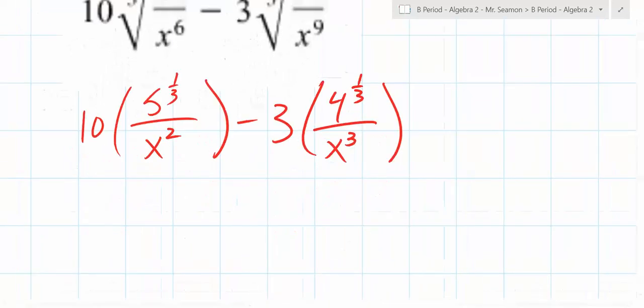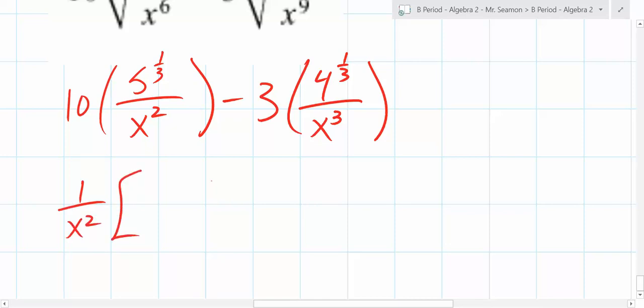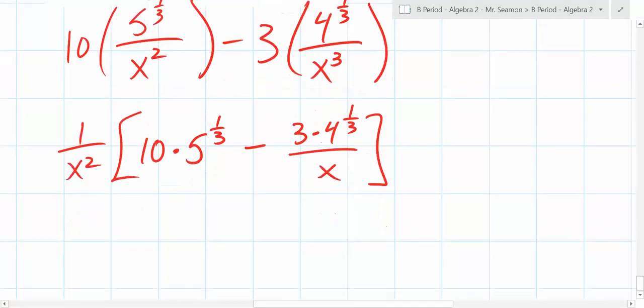And then you might have noticed, what can you try to factor out? You could try to factor out what? 1 over x to the 2nd. 1 over x squared times, what is it going to be? 10 times what? 5 to the 1/3 minus 3 times 4 to the 1/3, all over x. Is there anything else we can pull out or combine?